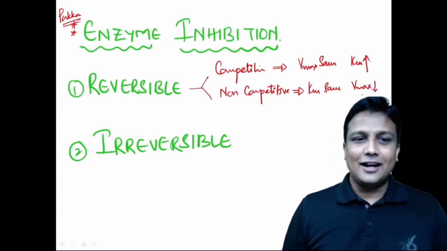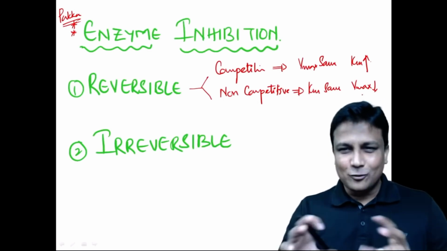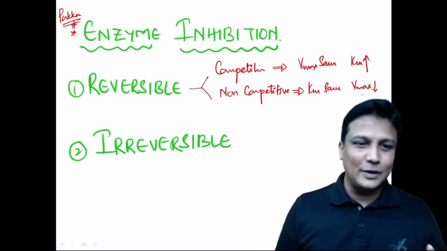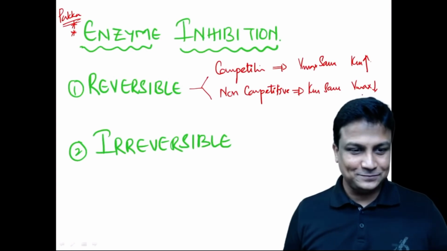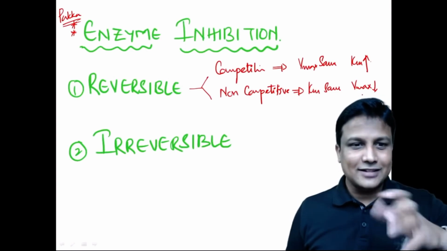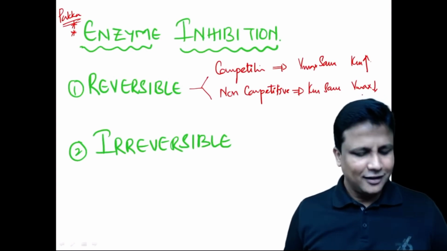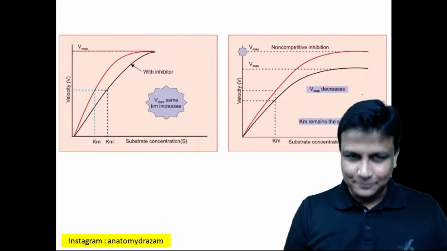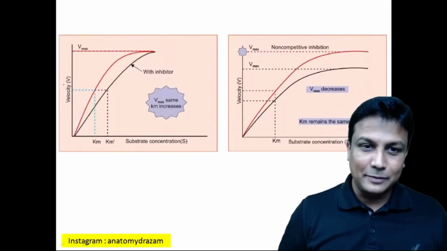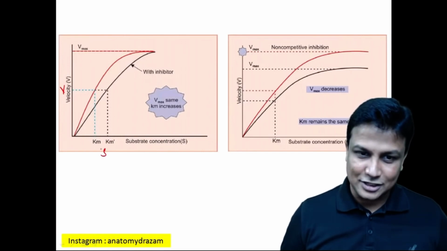Now, in one of the classes, I remember some student told me, sir, what is this Vmax same, Km value increasing and all those things? Someone asked me here. Actually, there is a big science behind that one. This is the whole graph, the same graph here between the velocity and the substrate concentration we are taking.